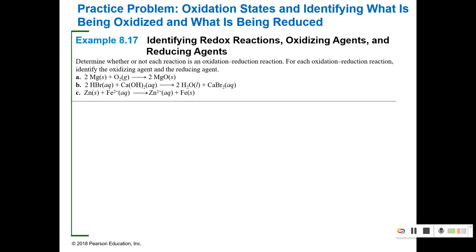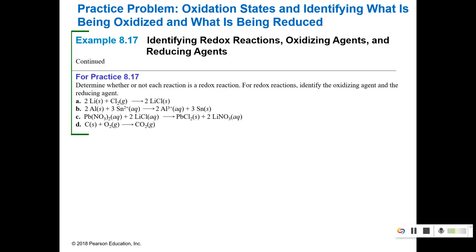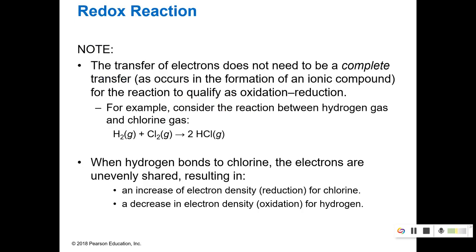All right, here it wants us to identify agents. I just want us to identify, is it redox or not? So yes, redox. No, yes. Okay, B is not because it's neutralization, which is double replacement. A is not double replacement. B is not double replacement. C is not. It is double replacement. And then D is.